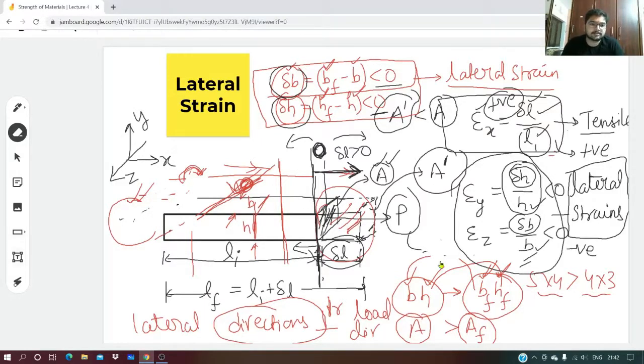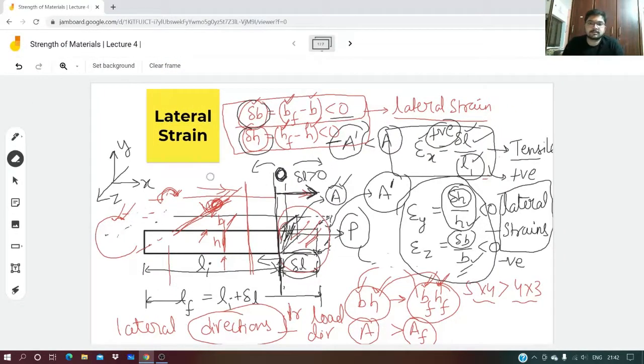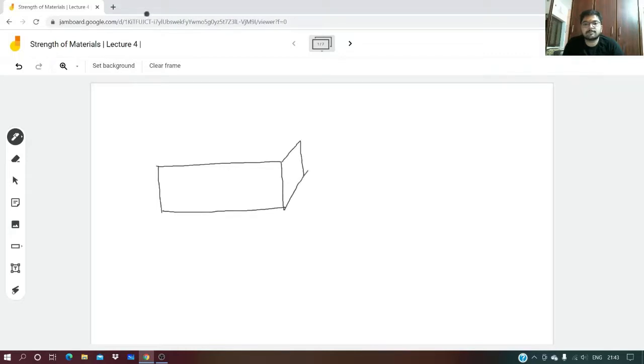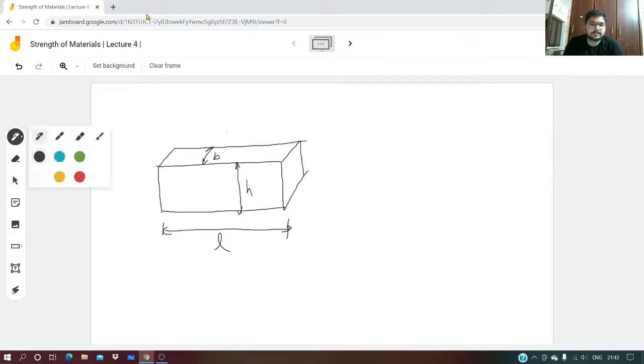let me clear the things. So basically then what will be the right diagram? Earlier I told that the diagram was wrong. Why? Because when it is stretching, area cannot remain the same, area will reduce. Why? Because breadth and height were reducing. So this is original breadth, this is original height, this is original length. The new diagram will be something like this.